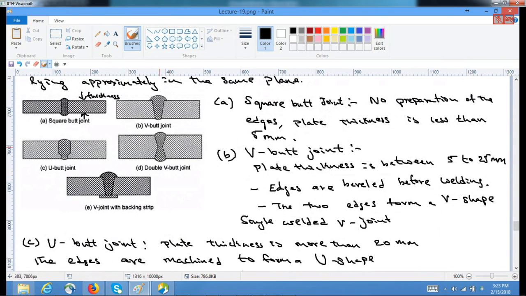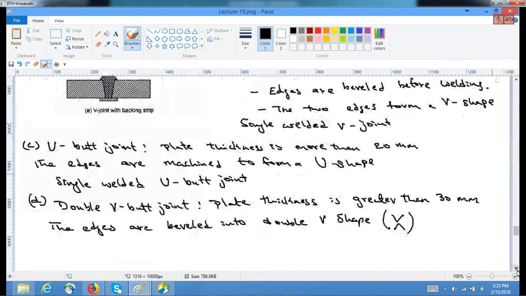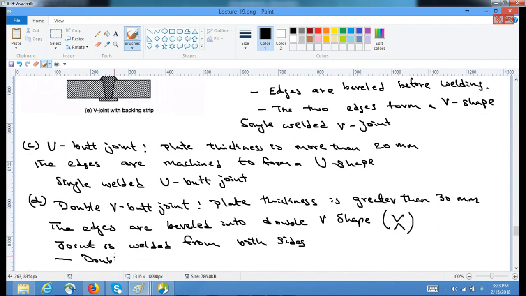Similarly both the plates, and the welding is done not only from the upper part but also from the bottom. The joint is welded from both sides and hence called double welded V butt joint.